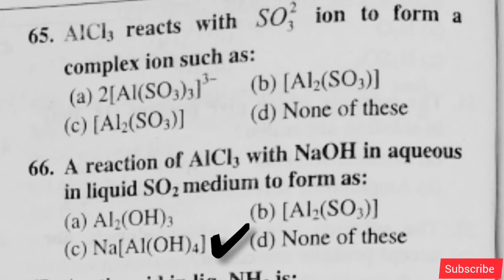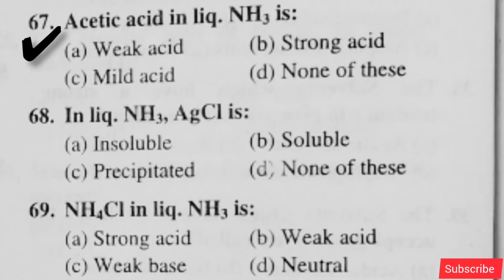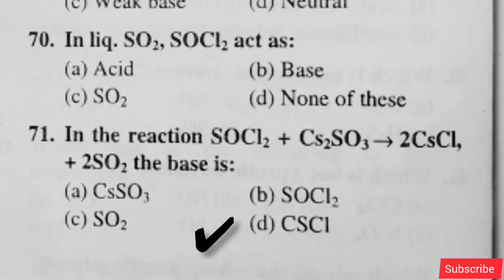Option C is right. Acetic acid in liquid ammonia is. Option B is right. In liquid ammonia, AgCl is soluble. Option B is right. NH4Cl in liquid NH3 is. Option A is right. In liquid SO2, SOCl2 acts as. Option A is right. In the reaction SOCl2 plus Cs2SO3 gives CsCl plus 2SO2, the base is.